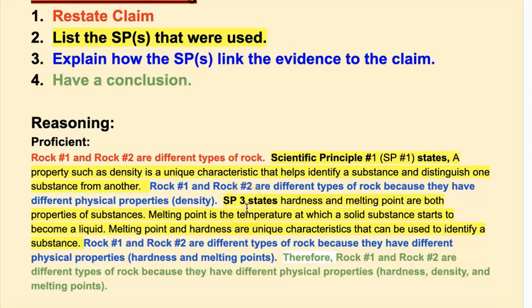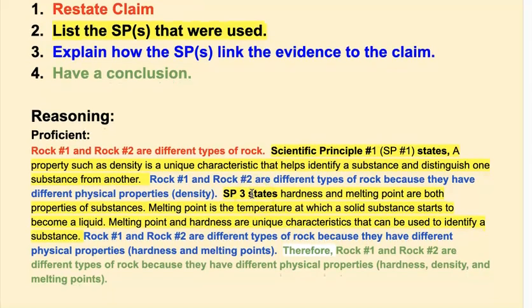If you miss one and don't have the other one, you won't be proficient on the test. You won't get a proficient grade because you have to have all relevant scientific principles. And number 3 is also relevant. It says that hardness, now notice how I shortened it up. I probably should have had a pound sign in there. Scientific principle number 3 states hardness and melting point are both properties of a substance.